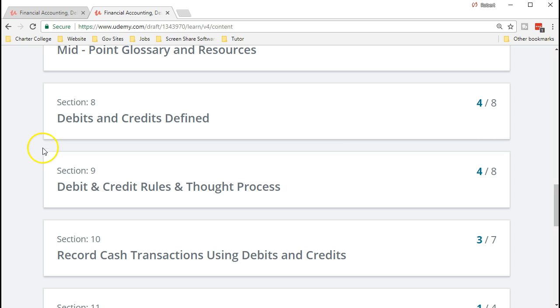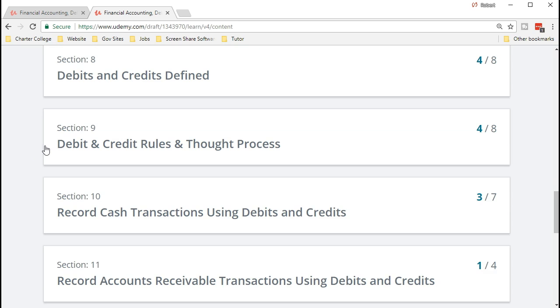So we're first going to define debits and credits. Then we're going to talk about debit and credit rules and thought processes. How do they work? How do they function? You can think of them kind of like checker pieces on a board. We have to learn some rules. Once we learn the rules, however, then we can learn how to play the game.